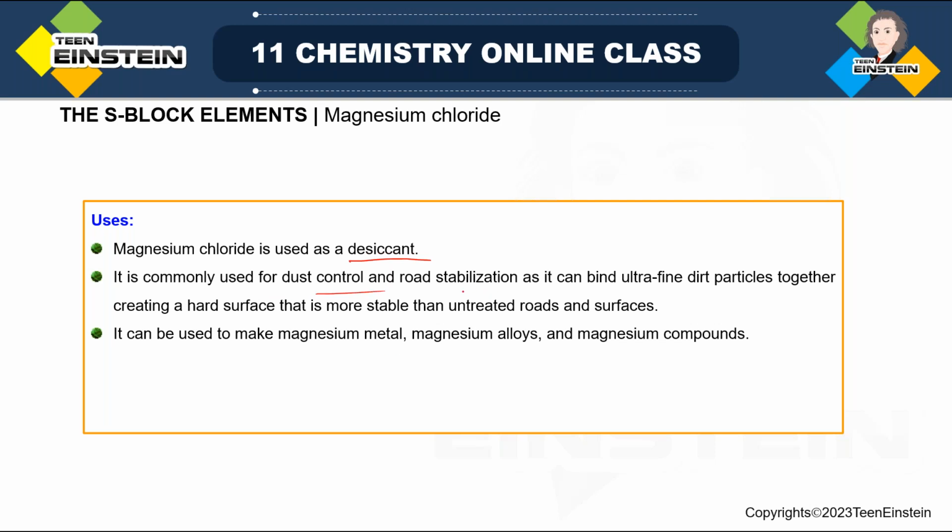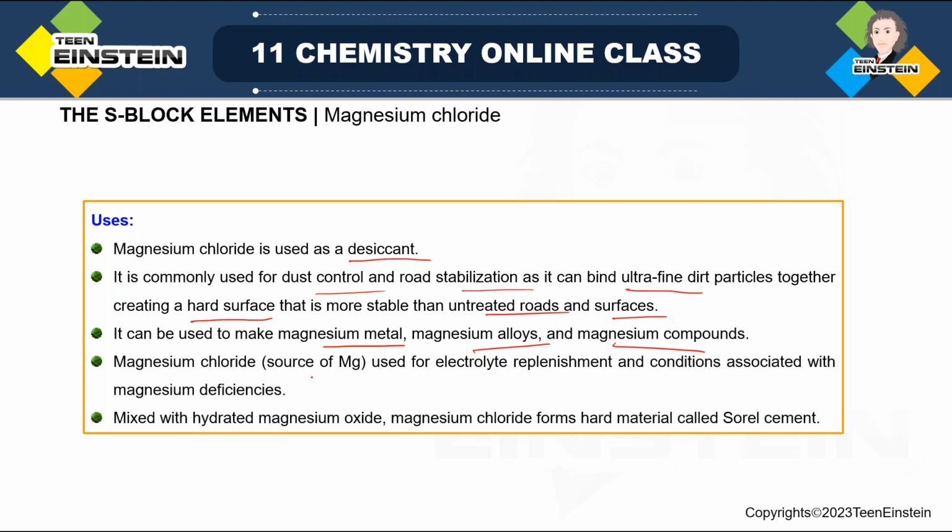It is commonly used for dust control and road stabilization, because it has a special capability to bind ultrafine dirt particles together, and as a result creates a hard surface. This hard surface is more stable than untreated roads and surfaces. It can be used to make magnesium metal itself, where you use some reducing agent so that the Mg2+ ion is converted to magnesium metal, that is the metallic state, or magnesium alloys, and other magnesium compounds.